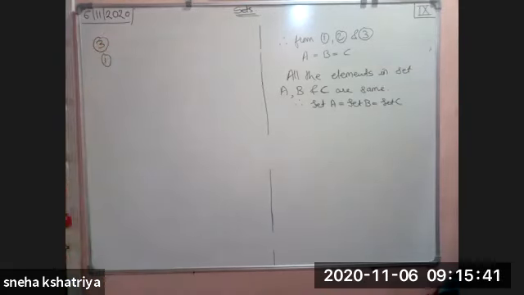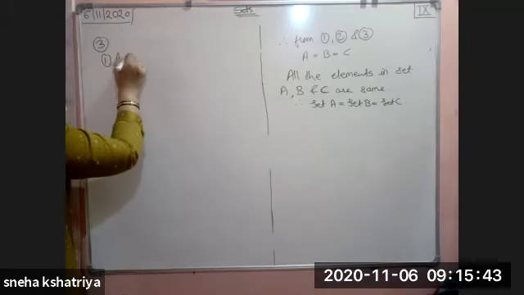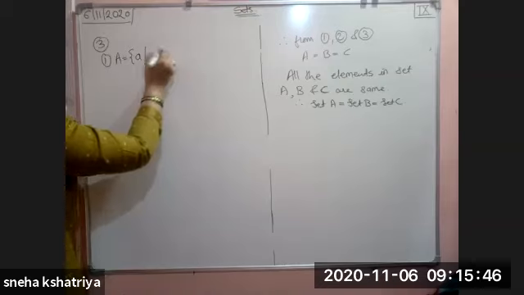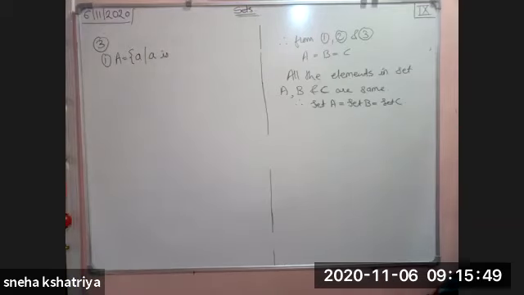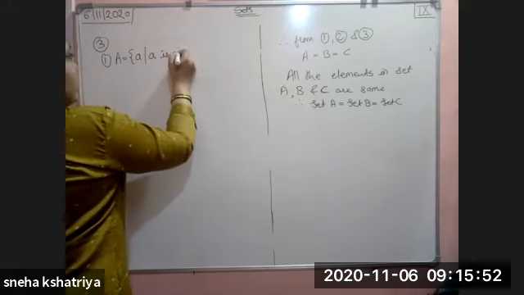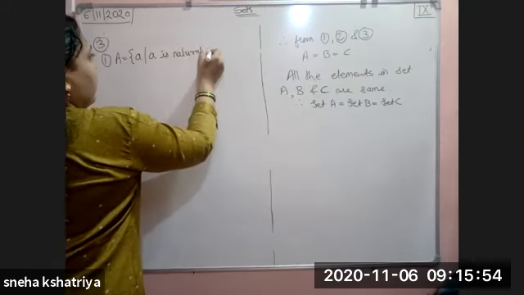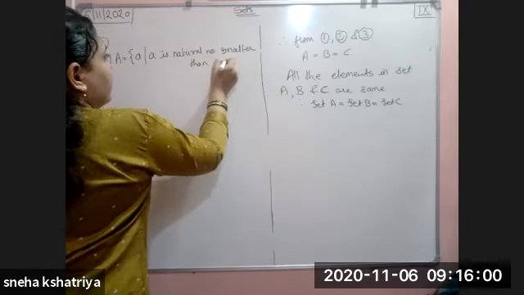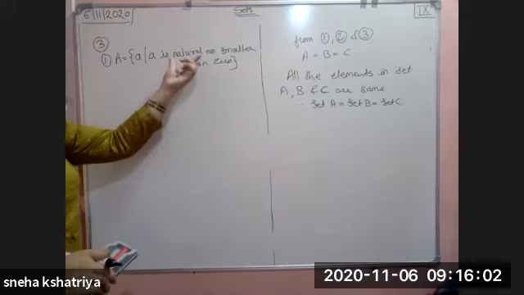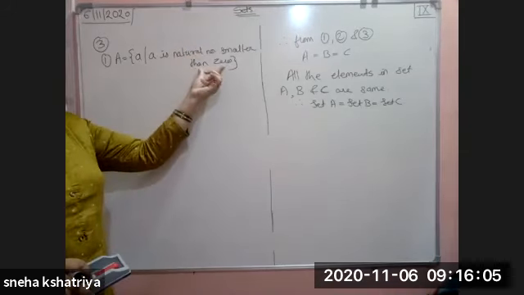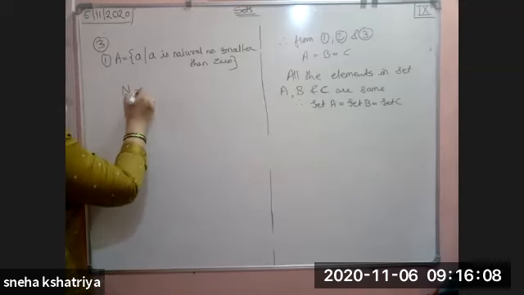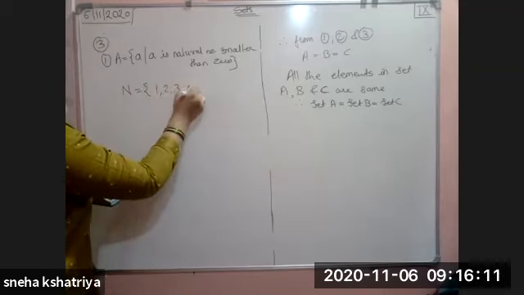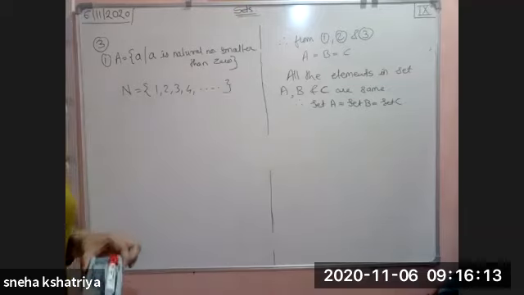The first one. What is the set A given to us? A is equal to {a such that a is a natural number smaller than 0}. Is there any number which is natural and less than 0? Because natural numbers themselves start with 1, 2, 3, 4 and so on. Right?